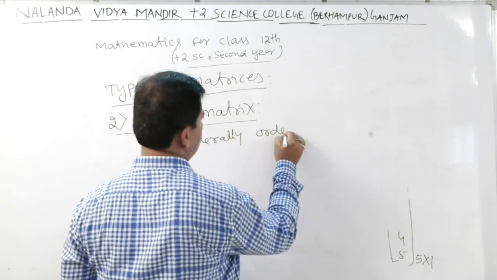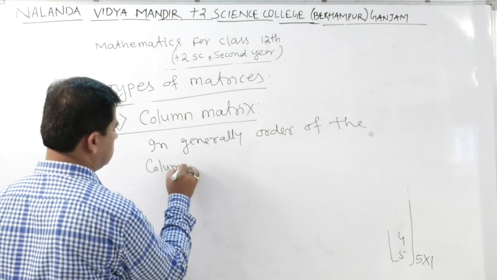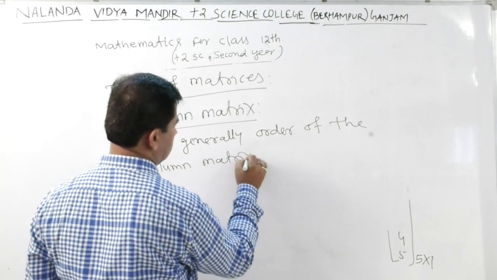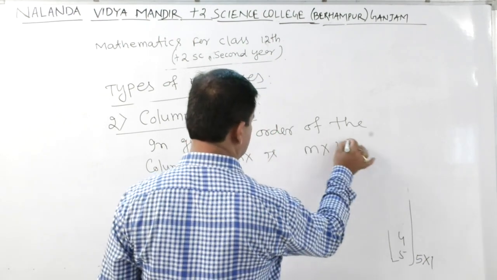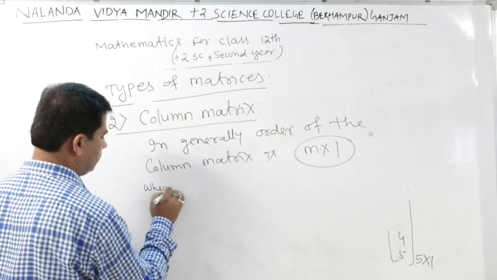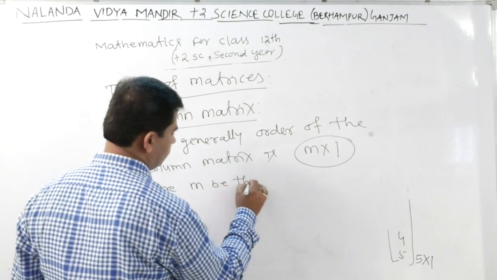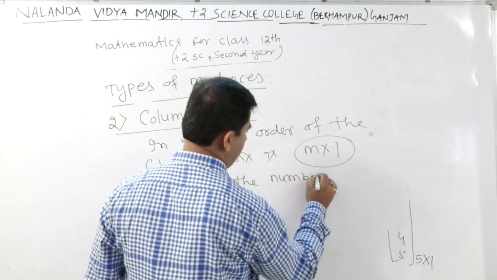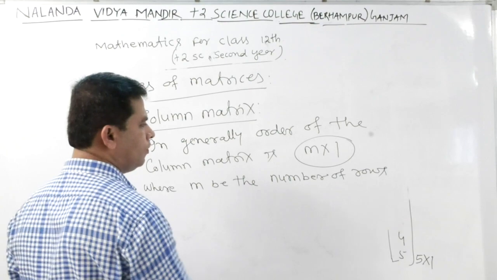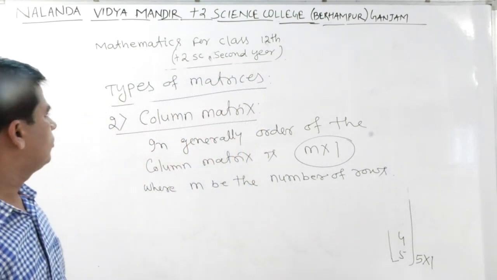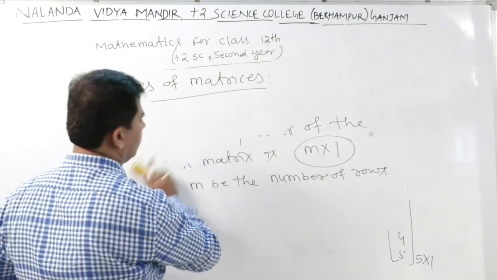So, in general, the order of a column matrix is m cross 1, where m is the number of rows. Okay. Now we go through the rectangular matrix.